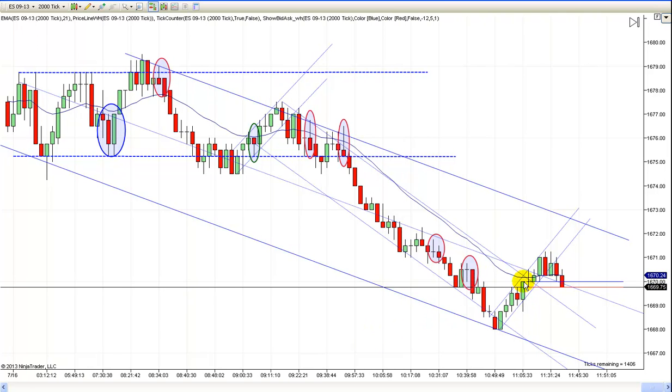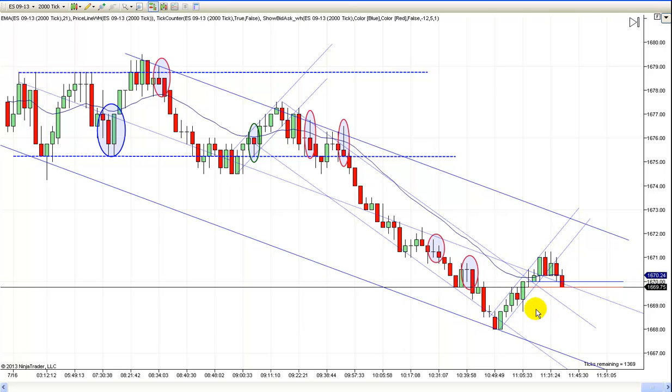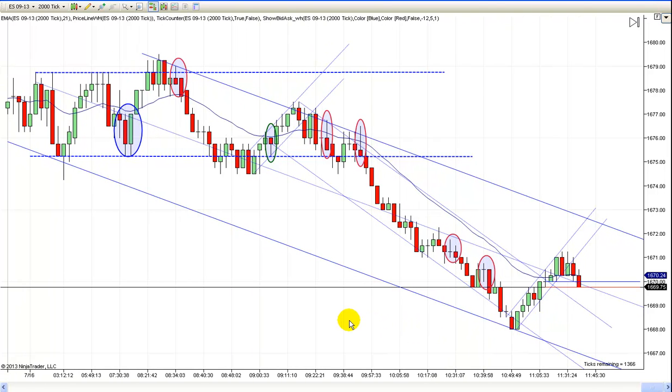You might have even thought about going long there, but everything's still below the EMA. It is a reversal, but it's only a first entry. The second entry didn't trigger till right there just a minute ago, so it's just not a great setup.